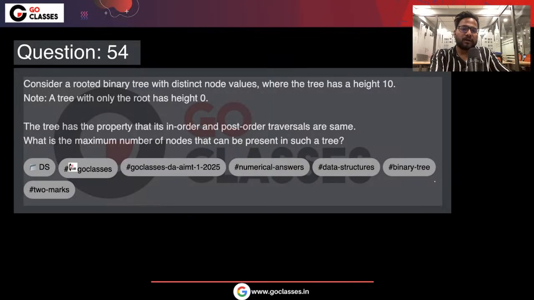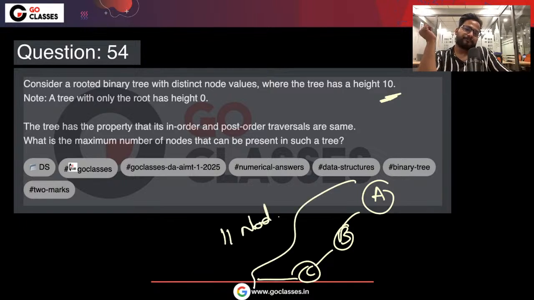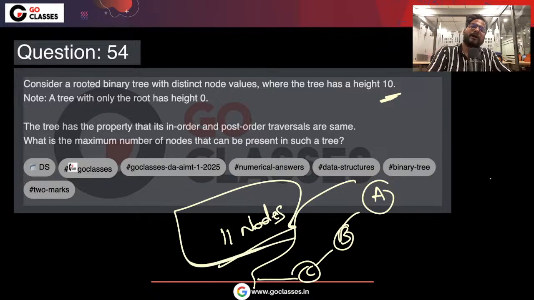Then what is the answer here? It will be a left skewed tree. If you make the left skewed tree with height 10, where height 0 is the root, then height 10 will be 11 nodes. Yes, it was actually a good question.